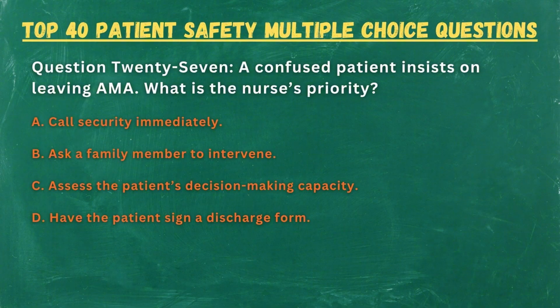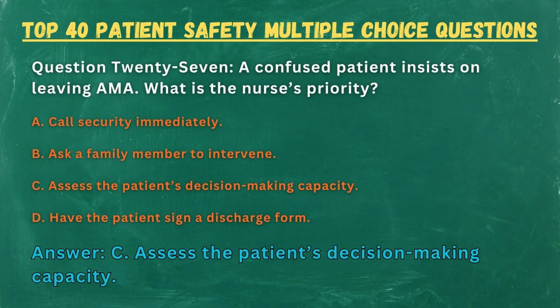Question 27. A confused patient insists on leaving AMA. What is the nurse's priority? A. Call security immediately. B. Ask a family member to intervene. C. Assess the patient's decision-making capacity. D. Have the patient sign a discharge form.